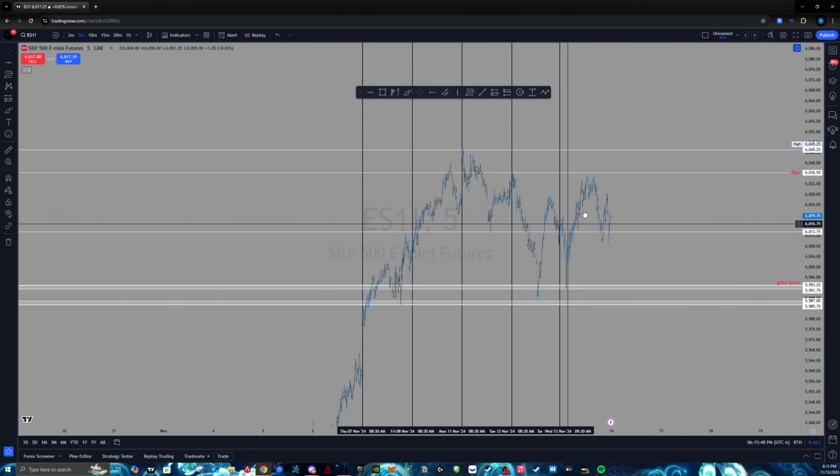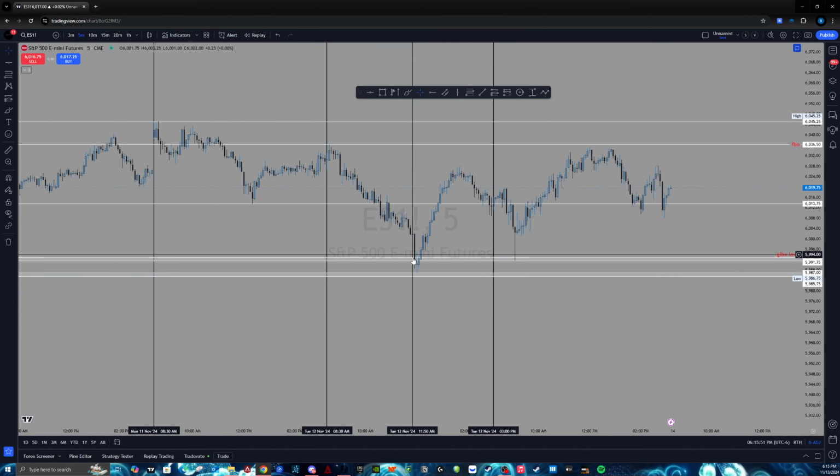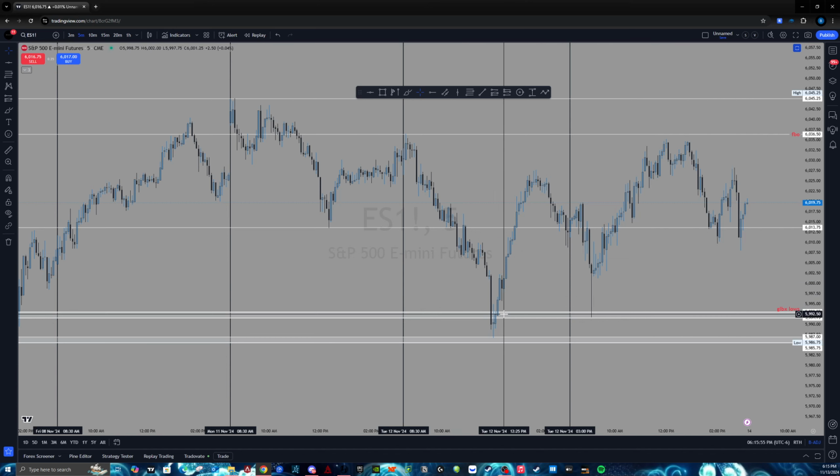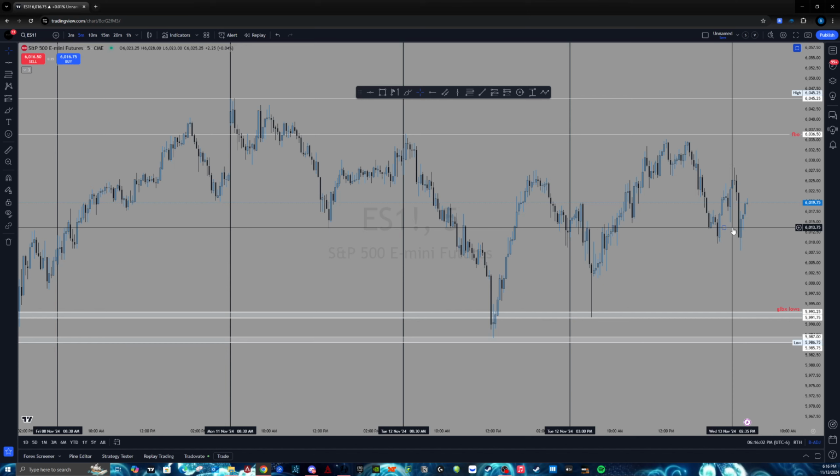I guarantee you, so many people during this move yesterday on Tuesday were buying so many puts. It's the end of the world, we're coming down, and then they got burned. And then they're like, oh, maybe I'm up today, and then they got burned again. So again, that's what I'm saying. Just be careful. Look at these spots.